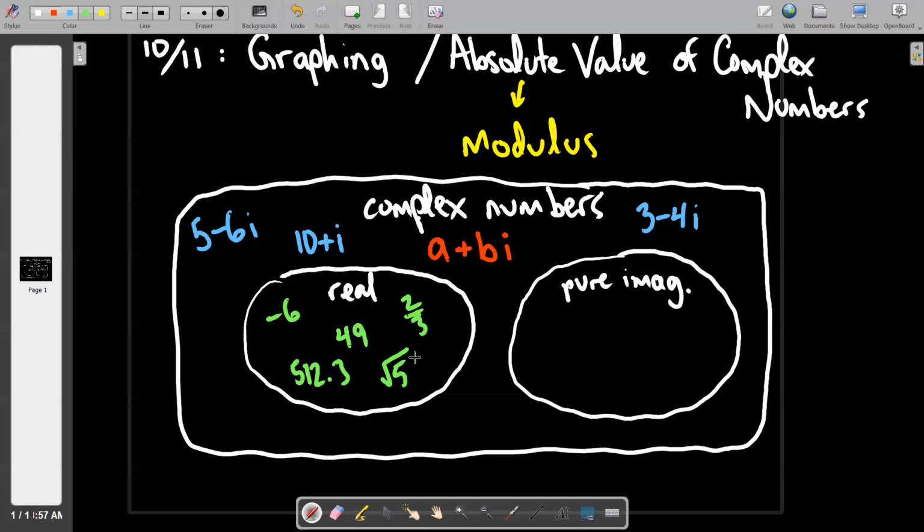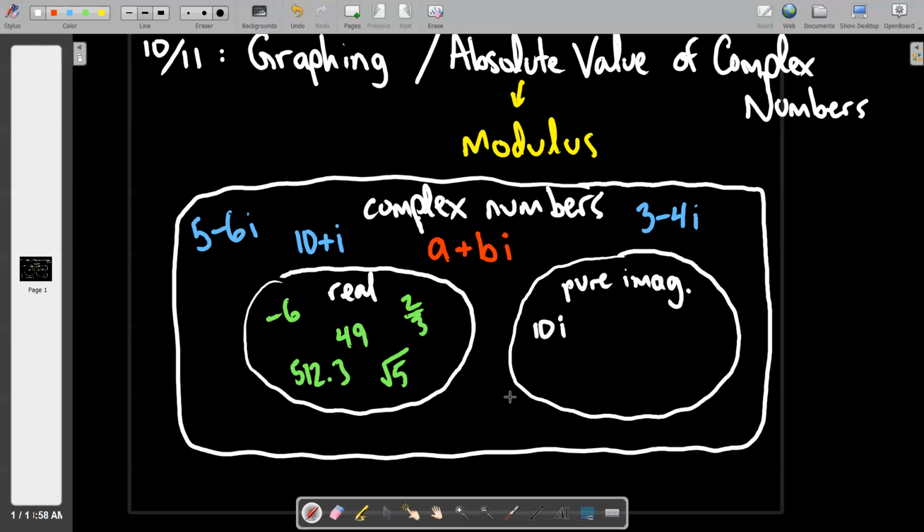The other ones are what we call pure imaginary numbers. What do you think those don't have? If you're purely imaginary, what do you not have? Say again? Here's an example of a pure imaginary. Let me put one in here for you. 10i.